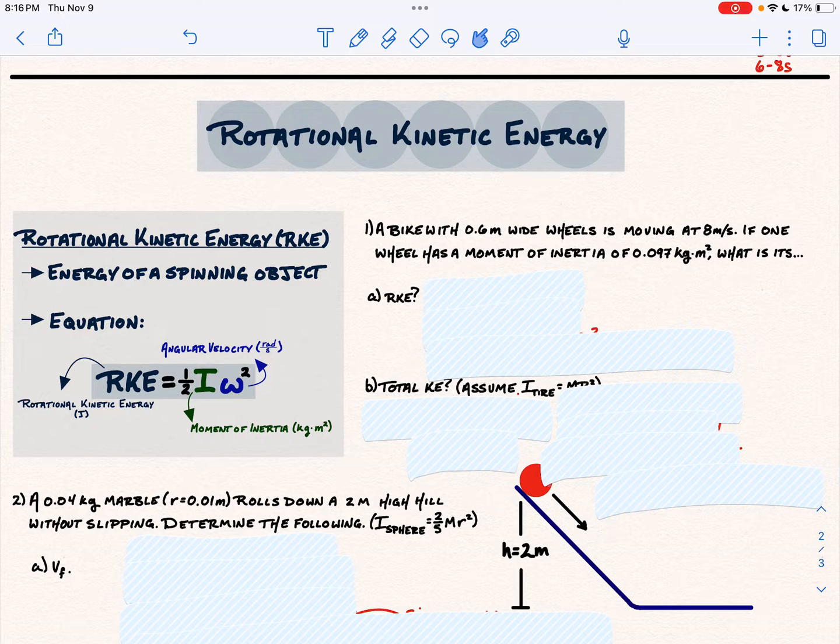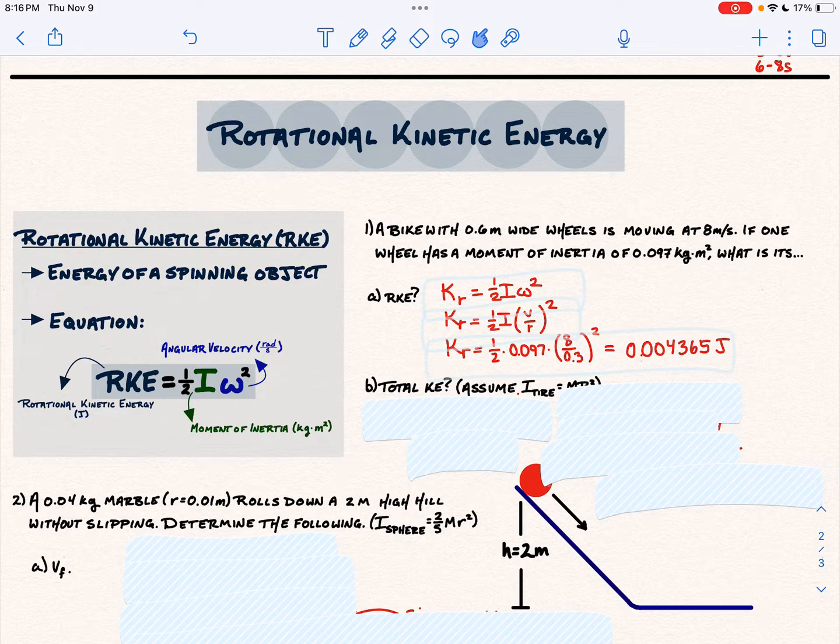and it asks, what is the rotational kinetic energy of just one of the bike wheels? So that's 1/2 I omega squared. If the bike wheel is rolling and not slipping, we can say that omega is v over r. Again, if it's not slipping, though this is usually the case with a bicycle wheel. Plugging in numbers, we come up with a rotational kinetic energy of 0.004365 joules, which is pretty small.